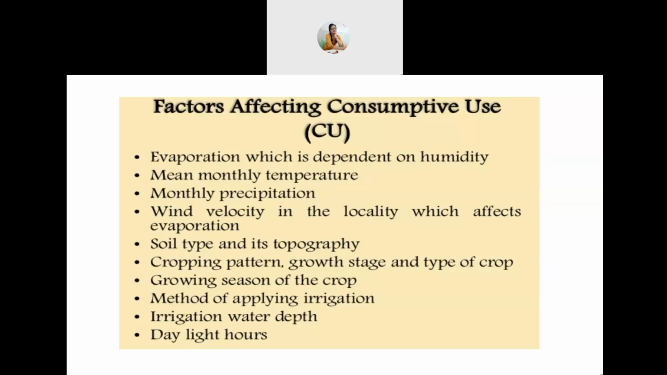Fifth is soil type and its topography. Sixth is cropping pattern, growth stage, and type of crop. Seventh, growing season of the crop. Eighth, method of applying irrigation. Ninth, irrigation water depth. And tenth is daylight hours. You can note down these factors for your exam purpose. Maybe I can give a short note question, where you have to explain these points in a short note. So note down these points, and it is very important from the exam point of view.